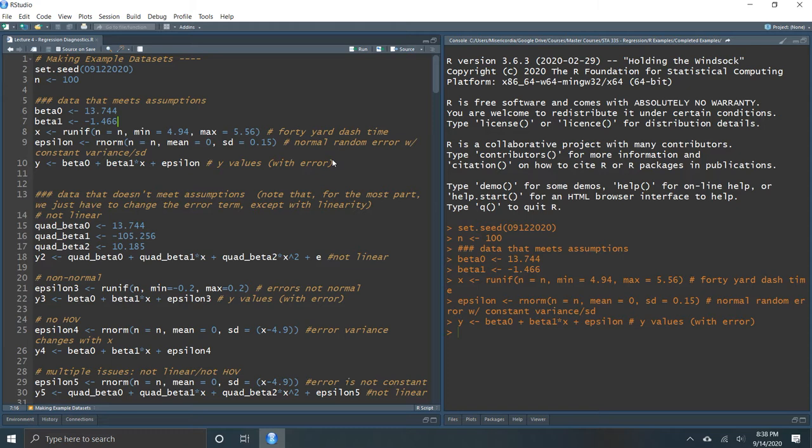Okay, so this is the data that is going to meet the assumptions. If I look at the relationship between x and y, this is the first relationship that we'll look at down below. That relationship should be just fine on the checks of assumptions.